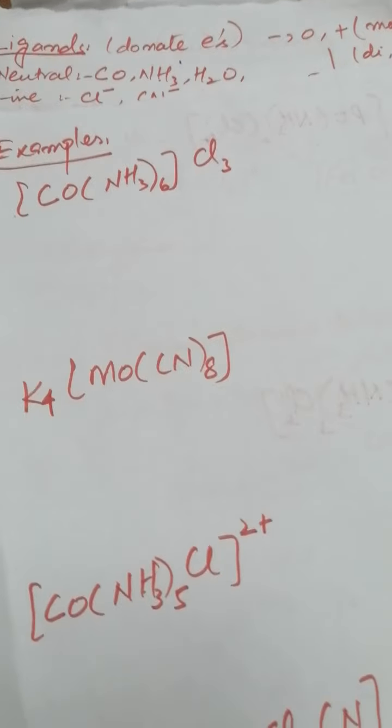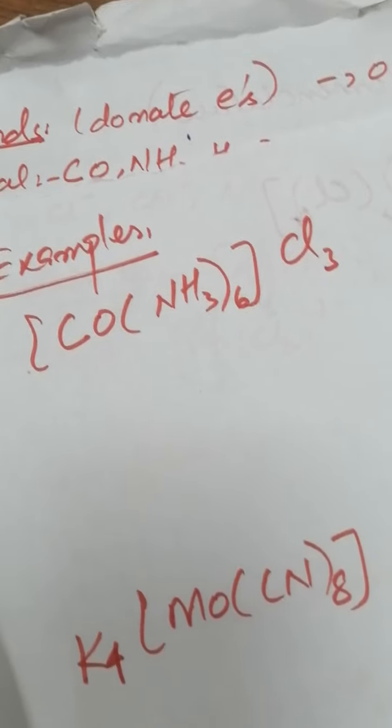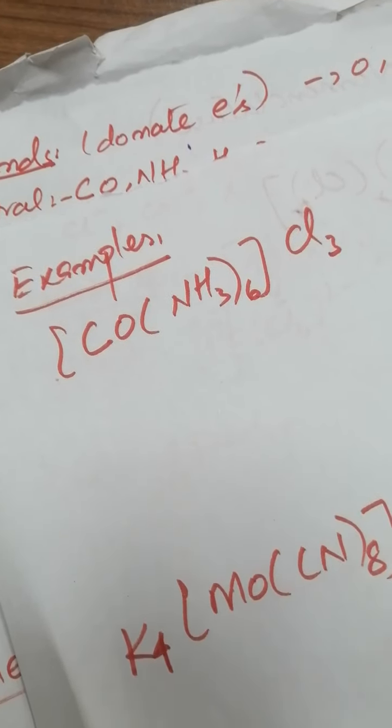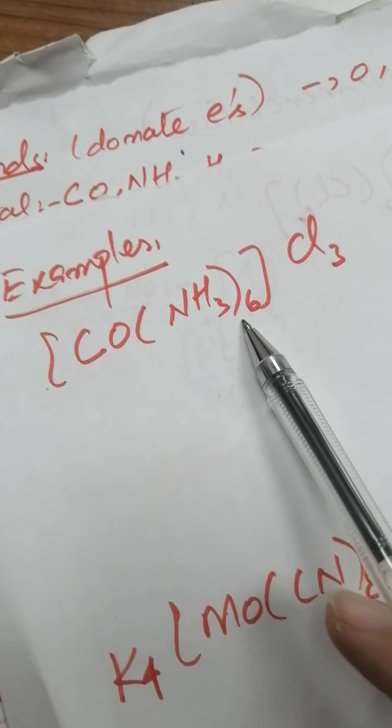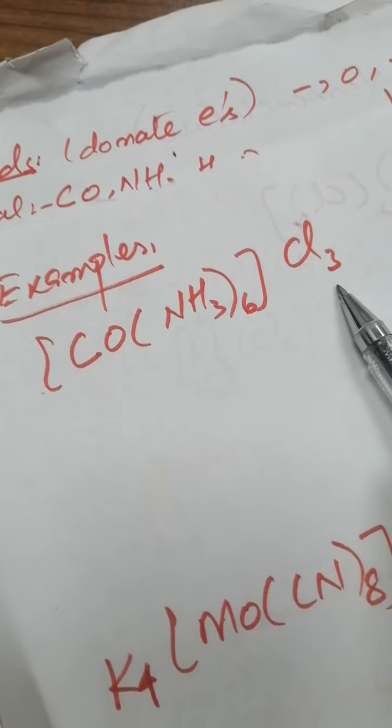Now we can take the example of some complexes and how to name them according to the rules. Okay, look at the first example. It's cobalt with the 6 amines. 6 means hexaamine, and here we have chloride.